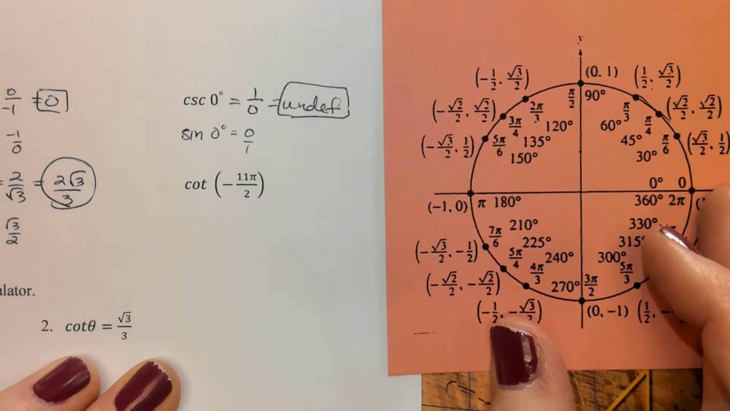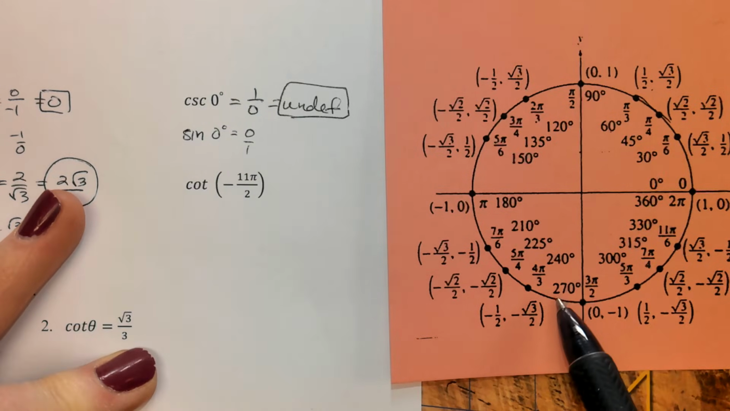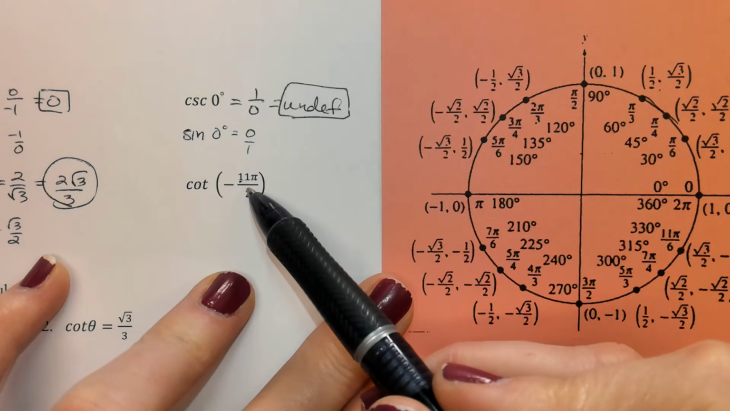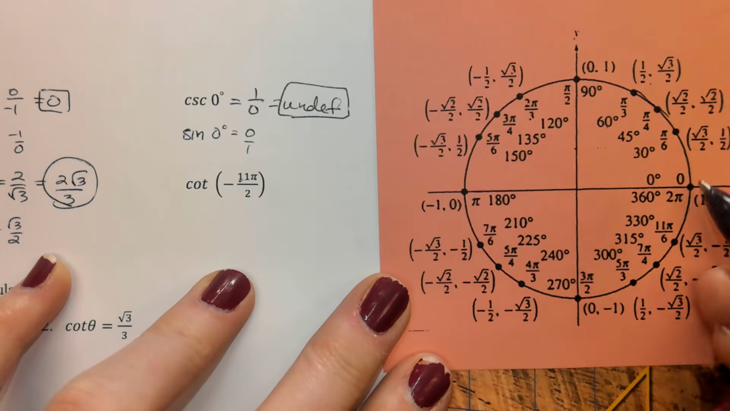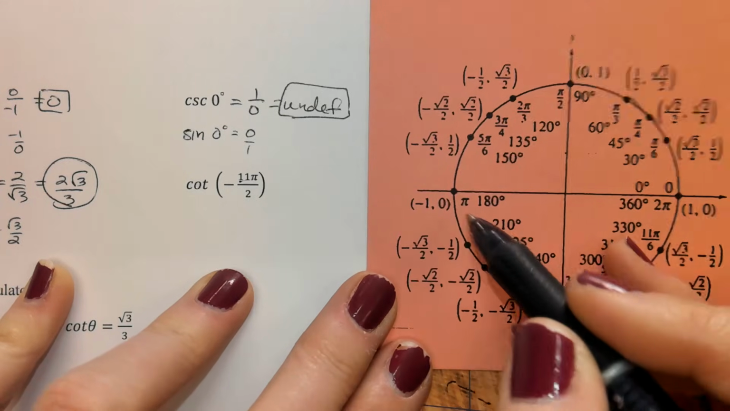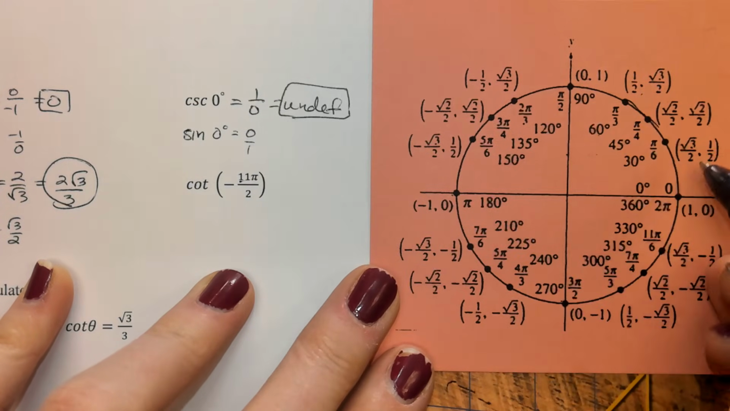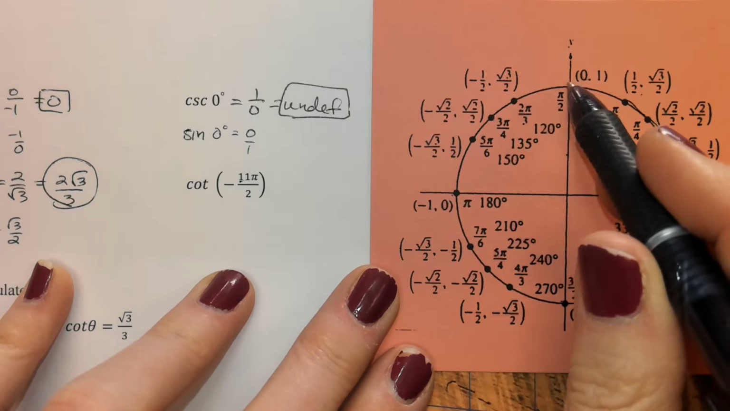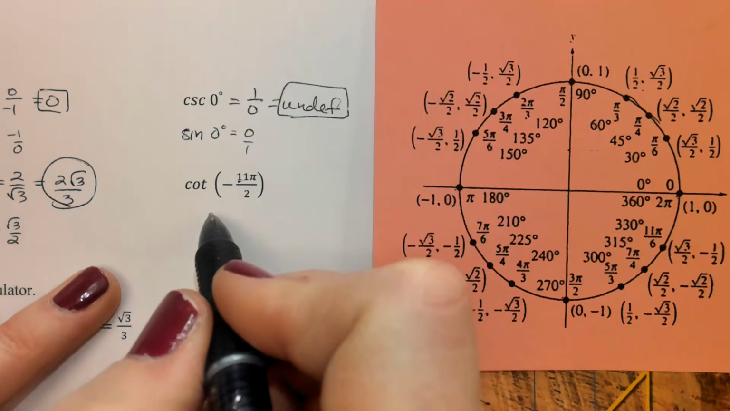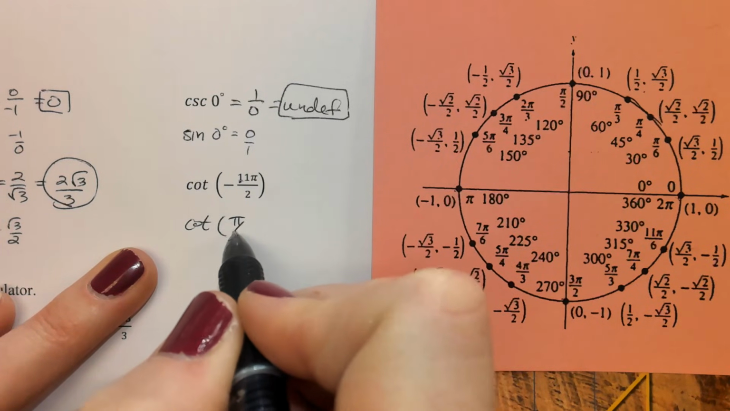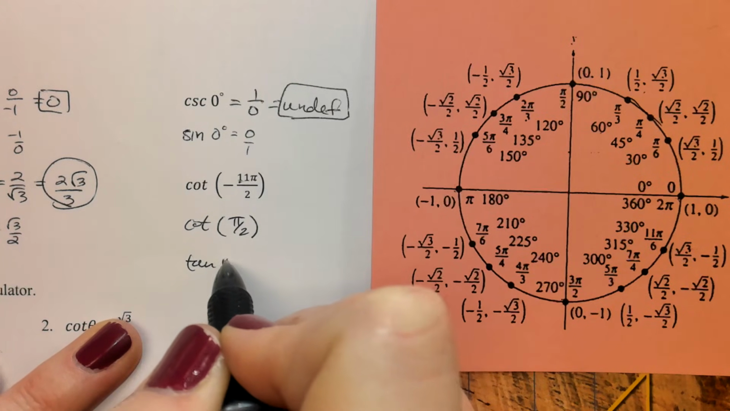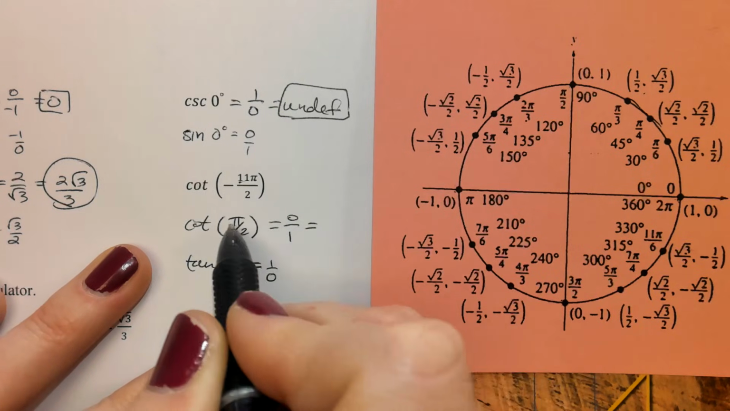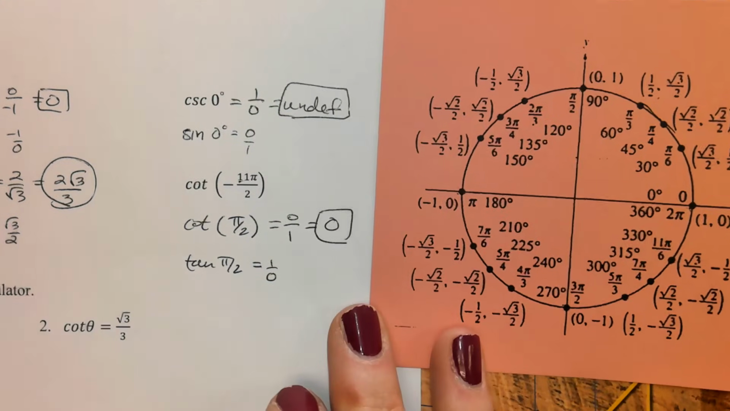Got cotangent of negative 11 pi over 2. I don't have that on my circle, but let's see if we can figure it out. It just means that I'm going to do 11 90s, essentially, in the negative direction. So here's 1 pi over 2, here's 2 pi over 2, and 3 pi over 2, and 4, 5, 6, 7, 8, 9, 10, 11. So that's negative 11 pi over 2, which really just means we're doing the cotangent at pi over 2, which means I need the tangent, which would be 1 over 0, and we're going to flip that. So 0 over 1, and 0 over 1 is just 0.